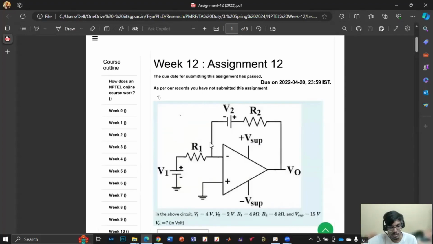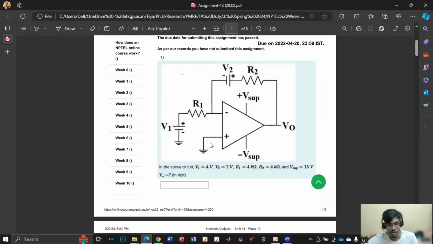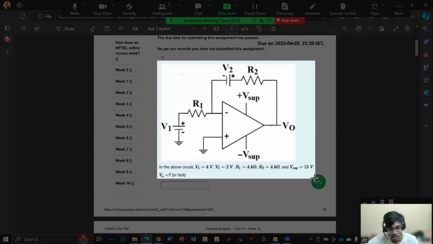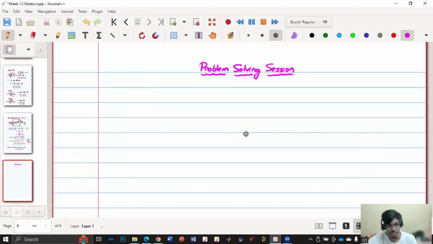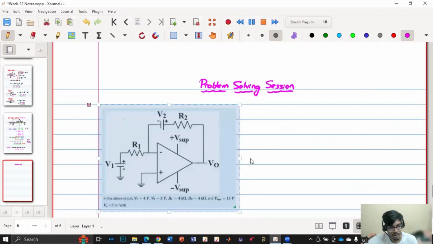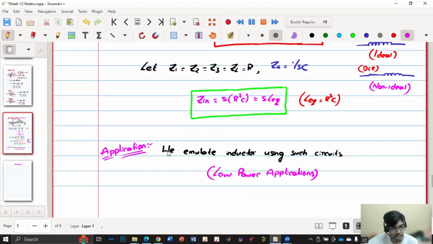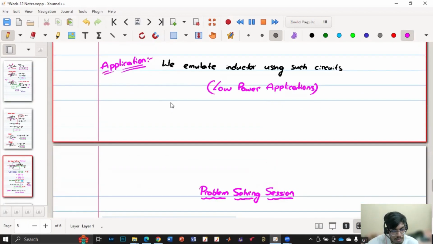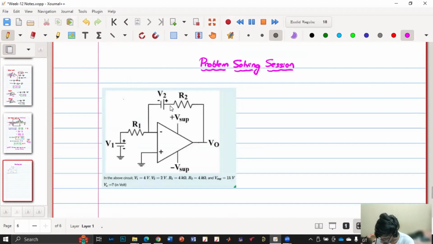Okay, so first we'll start with this problem. For today, I think it will be problem 3, because we have already discussed 2 problems. So first of all, the circuit may look complicated, but it isn't. It is assumed to be an ideal op amp.